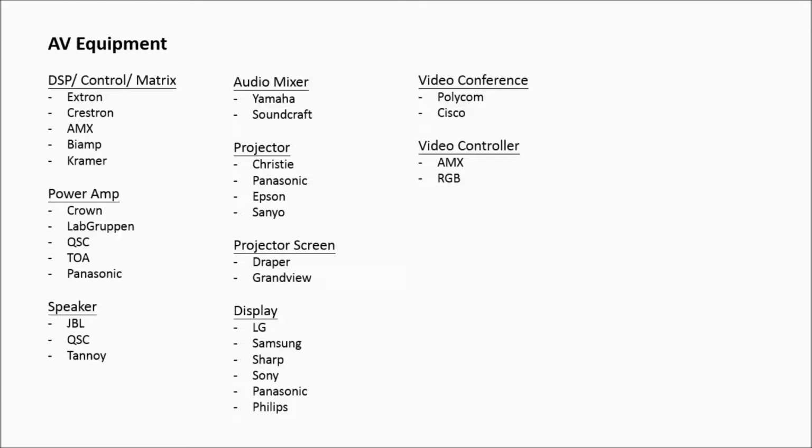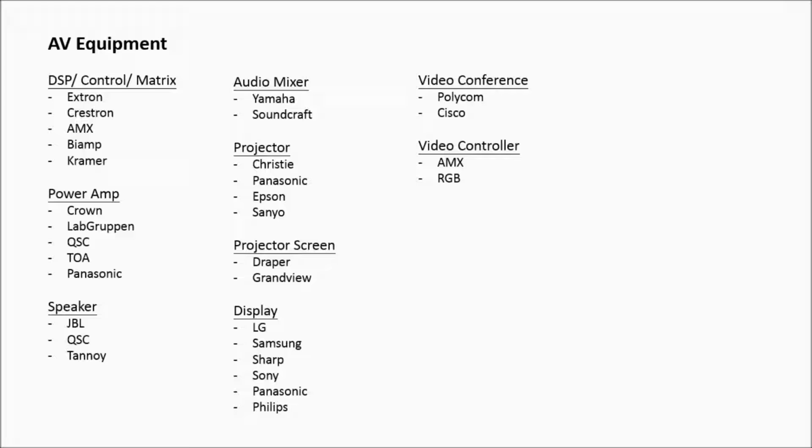There are quite many brands in AV equipment. For example, for DSP control matrix, there is Extron. Crestron and AMX are the market leaders for the control. BiAmp has very reliable matrices, especially for the CobraNet. And there is Primer. For power amplifiers, we have Crown, Proven, QSC, Toa, or Panasonic. Speakers like JBL, QSC, or Tannoy. For audio mixers, we usually use Yamaha or Soundcraft.